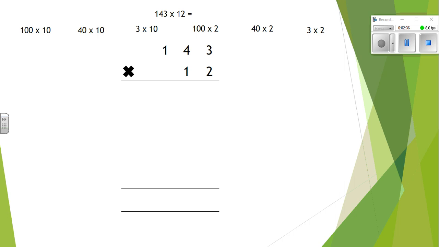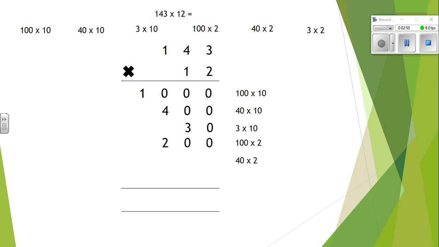So 100 times by 10, we should know, is 1,000. 40 times by 10, 4 times 1 is 4, add the 2 zeros, 400. 3 times by 10, 30. And then we've got 100 times by 2, 200. 40 times by 2, double 40, 80. 3 times by 2, 6. And then again, add them all together.